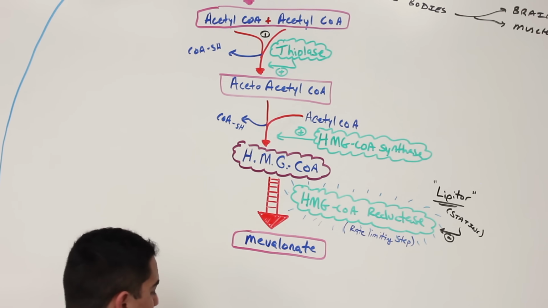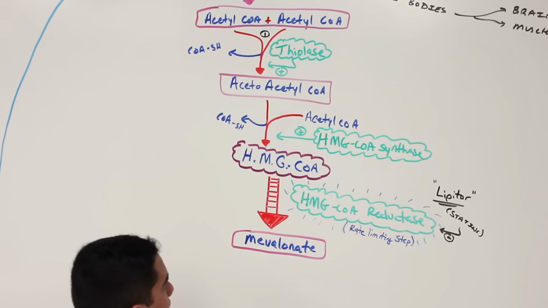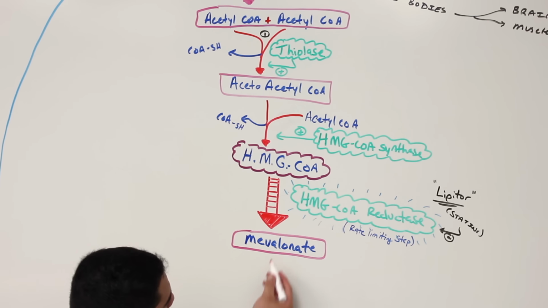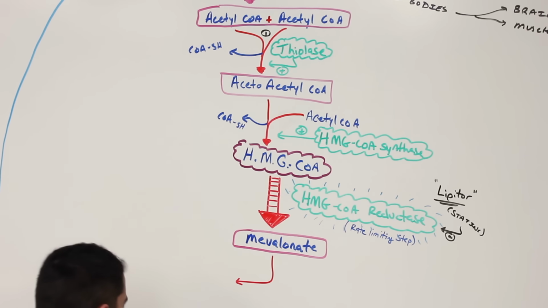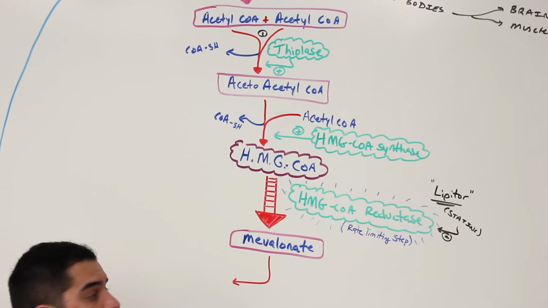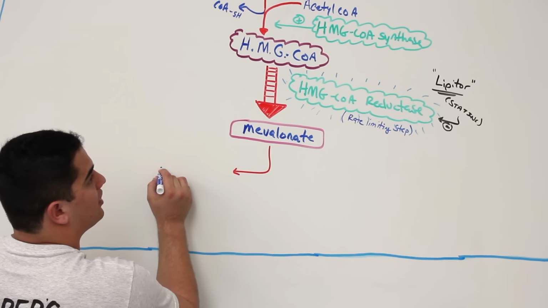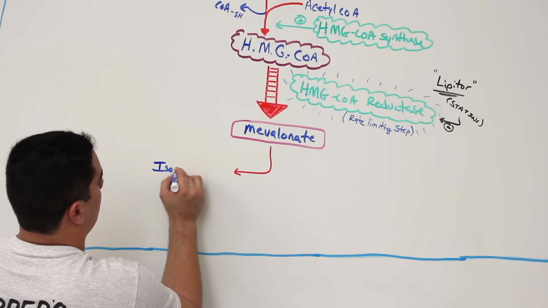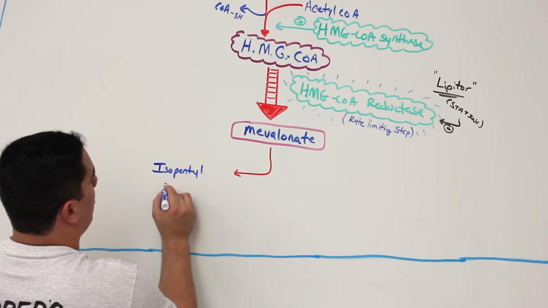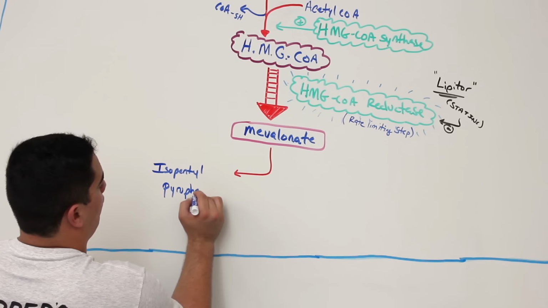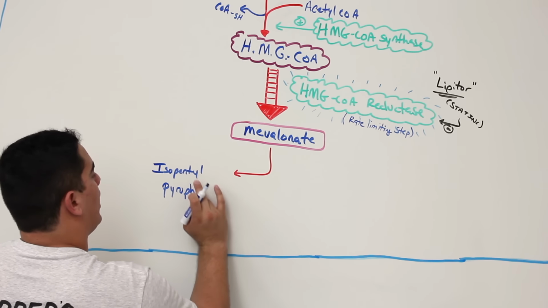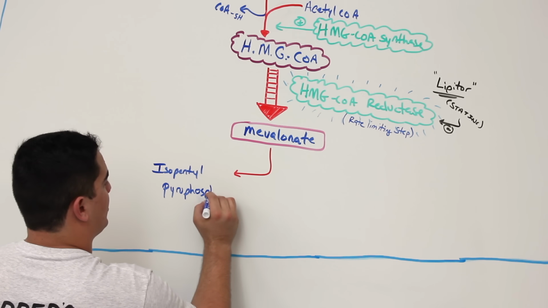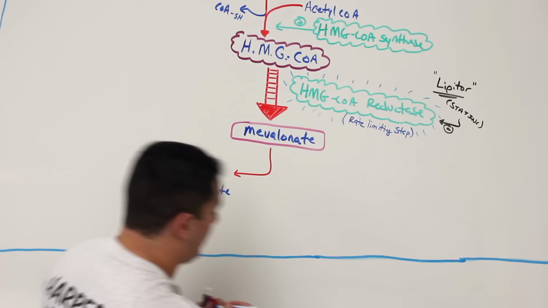Now, like I said, we're not going to go over every single enzymatic step. It's ridiculous. There's so many of them. We'll cover some of the more significant ones. Like, you know, mevalonate can actually be converted into another molecule, which is called isopentyl pyrophosphate. Now, why am I mentioning this? Because whenever this mevalonate goes through a couple steps, it eventually gets converted into isopentyl pyrophosphate.